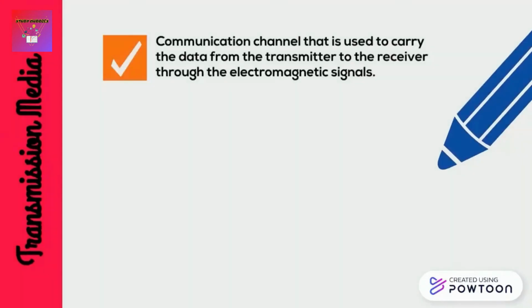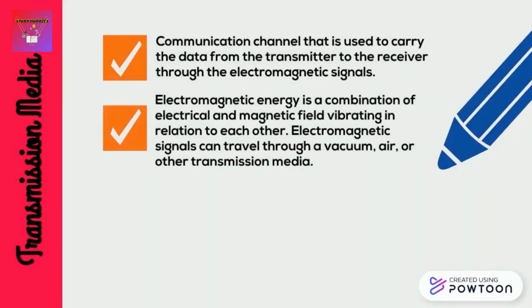Transmission media is a communication channel that is used to carry the data from the transmitter to the receiver through electromagnetic signals, or in other words, transmission media carries data from one computer to another. These signals are transmitted from one device to another in the form of electromagnetic energy. Electromagnetic energy is a combination of electrical and magnetic fields vibrating in relation to each other.